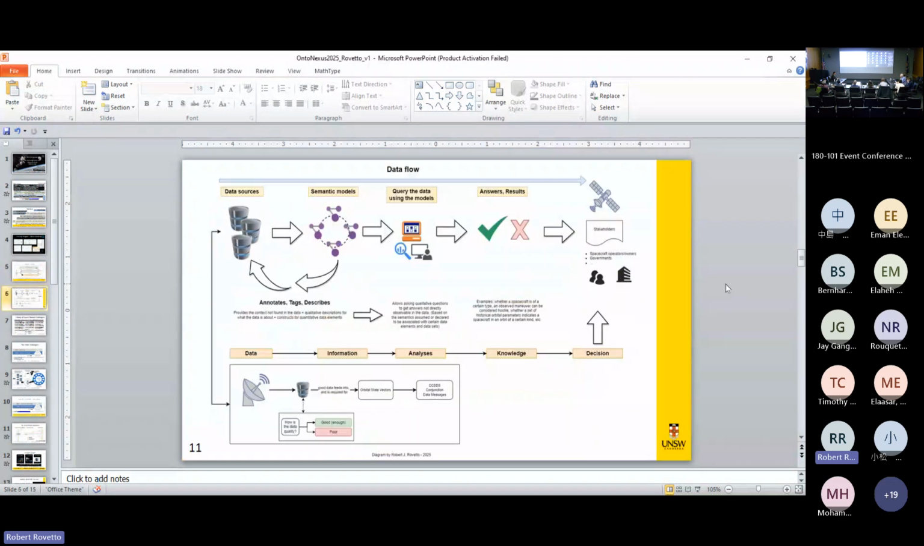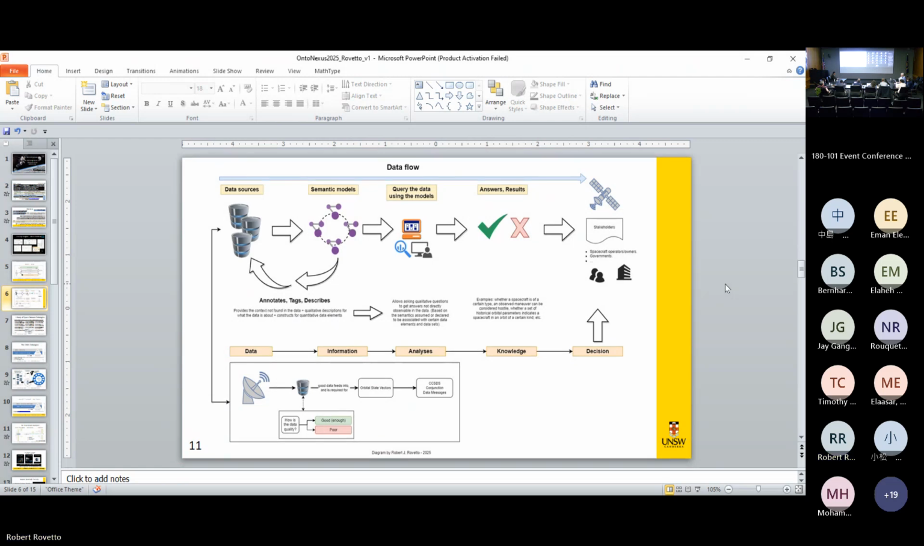The data flow and also an extension of the approach, moving from the left at top of the screen. So data sources, various space data sources, moving to the given ontologies or semantic models. That goes into a loop, which involves the annotation and description of the data, followed by querying the data and yielding answers or results that should inform stakeholder decisions. So it moves from data to information to analyses to knowledge to decisions.